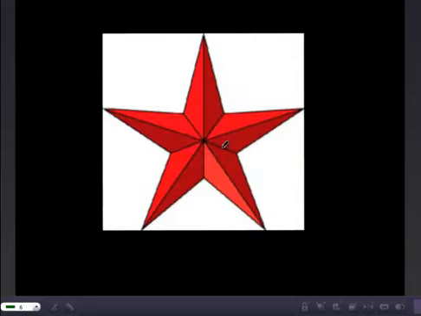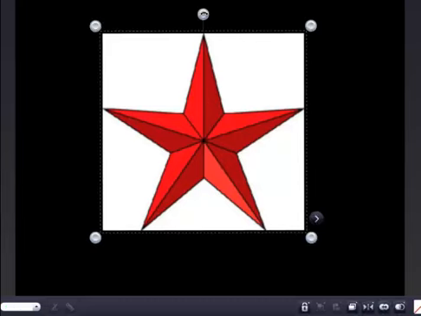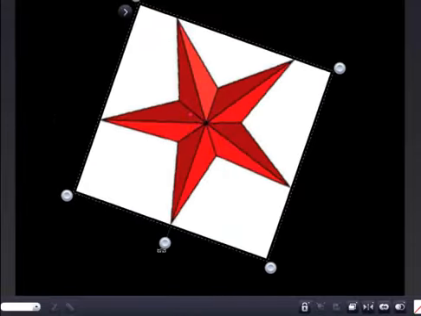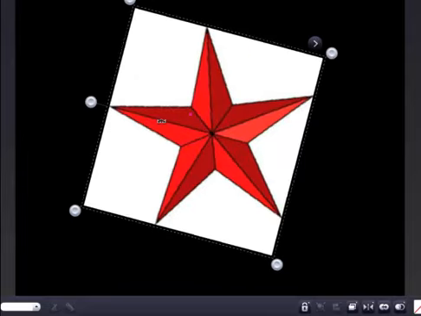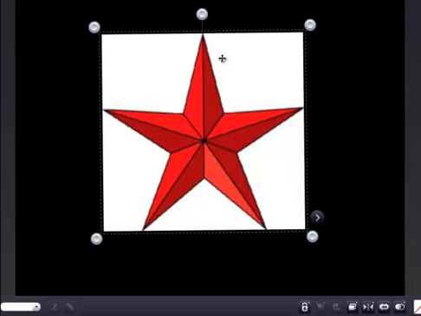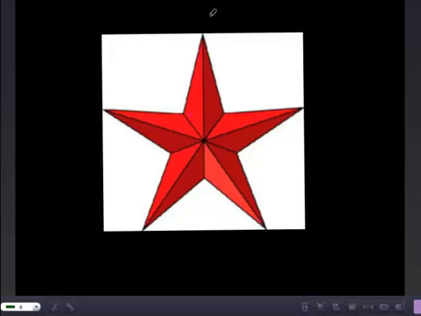The star has both. It has line symmetry and rotational symmetry. Rotational symmetry, it would have it at 1, 2, 3, 4, 5, and then back to where we started. So it would have it at each point, 5 different times. If you took 360 divided by 5, that would show you it has symmetry at every 72 degrees.